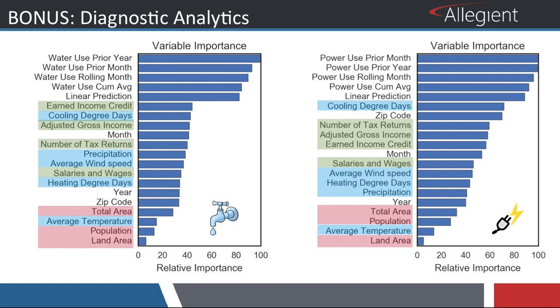And on the power usage side, certainly the next most important variable after the base system itself is the number of cooling degree days. That tells the machine learning algorithms how much air conditioning is going to be needed, as well as the number of people, the number of tax returns, and their adjusted gross income. That also says something about a fairly strong indicator of how much power is going to be used.